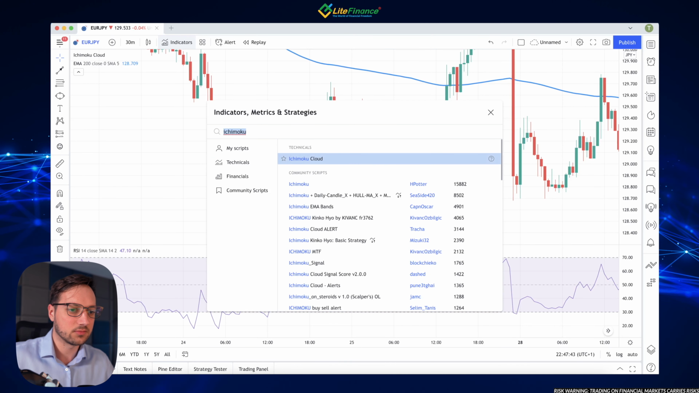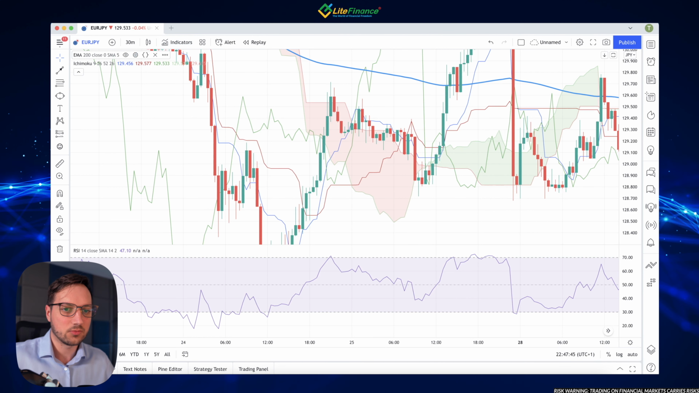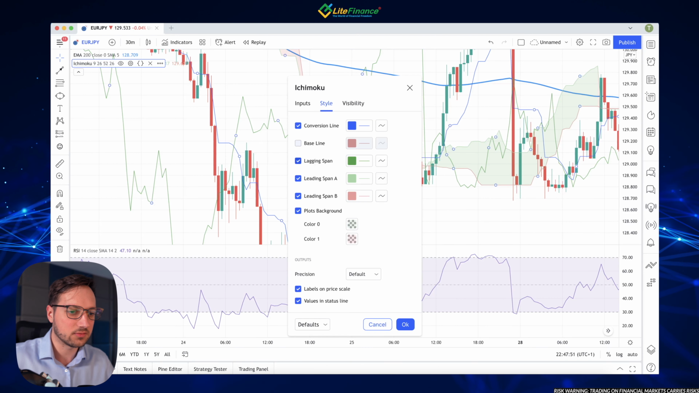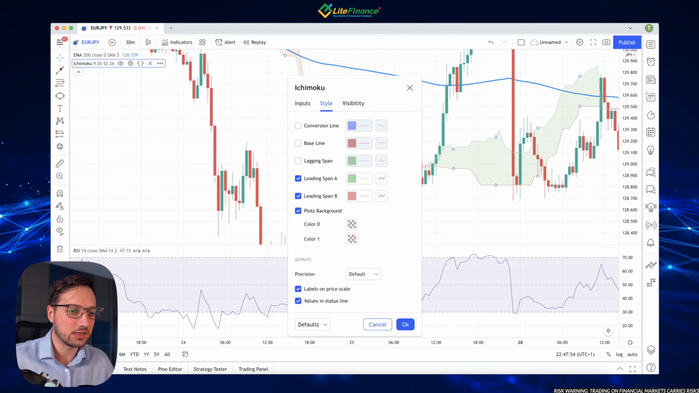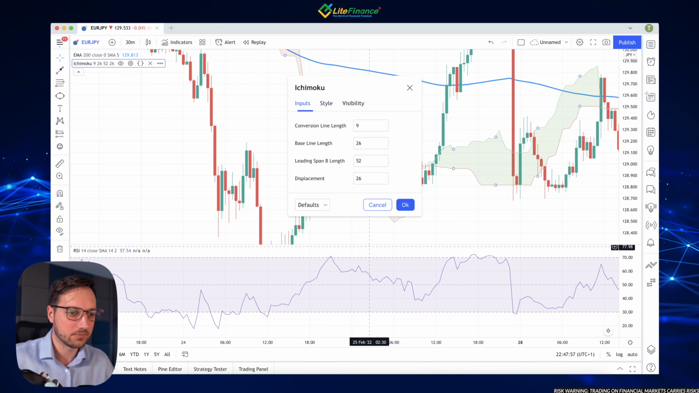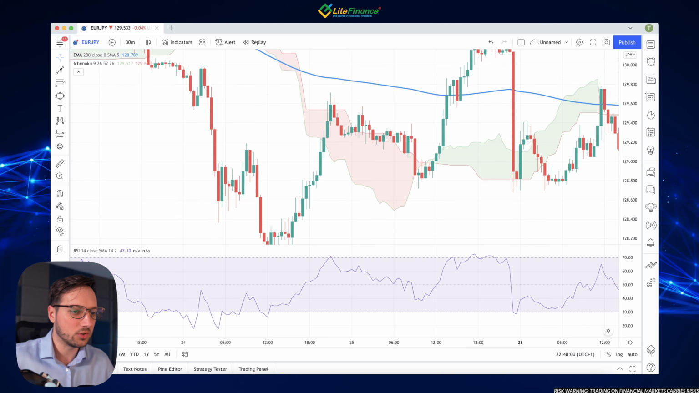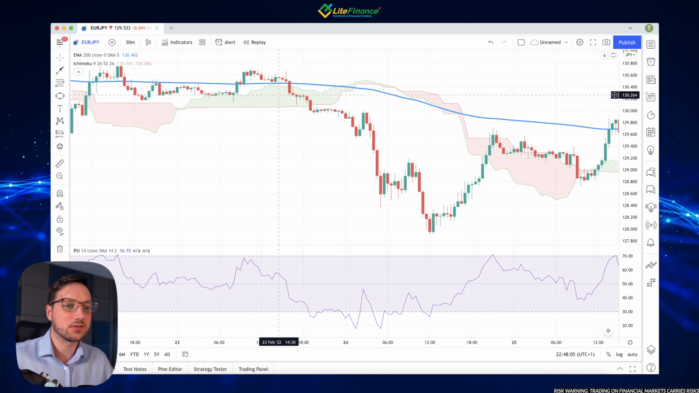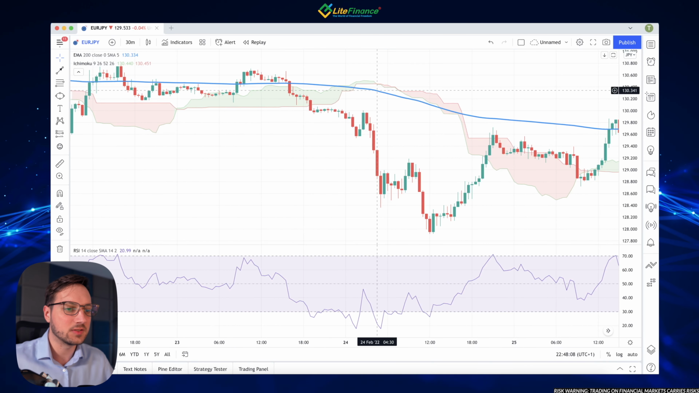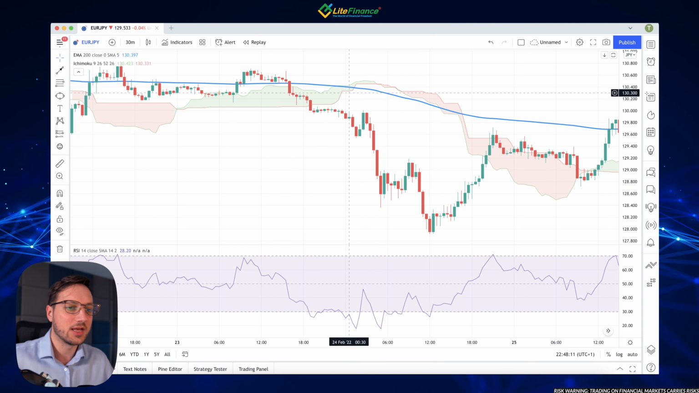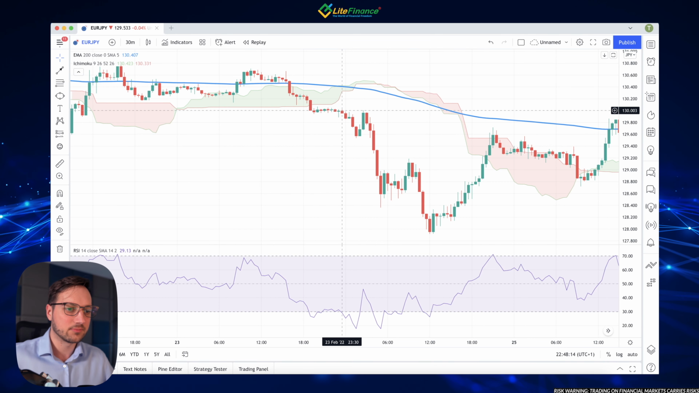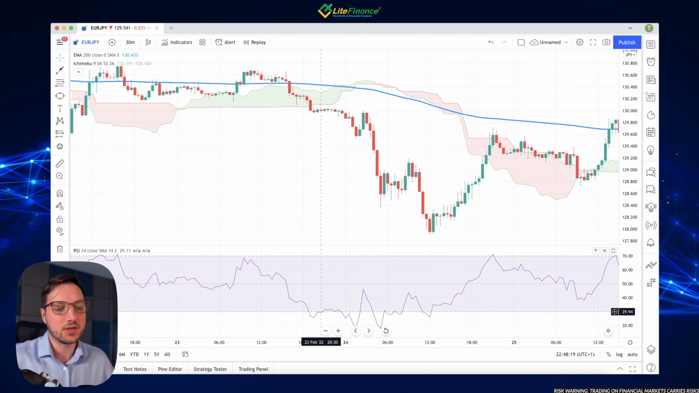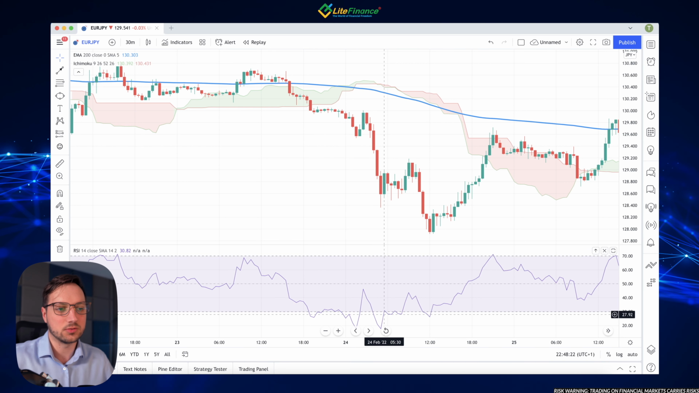So now let's add that to our chart. We have the Ichimoku, and we are leaving the settings at default. Now we need to just delete all the unnecessary things, so we are just leaving the Kumo Cloud. And now another filter for us is the Kumo Cloud. When the price is below the 200 period moving average and below the Kumo Cloud, then we are looking for only sell signals, which means we are looking for the RSI to cross the oversold zone.